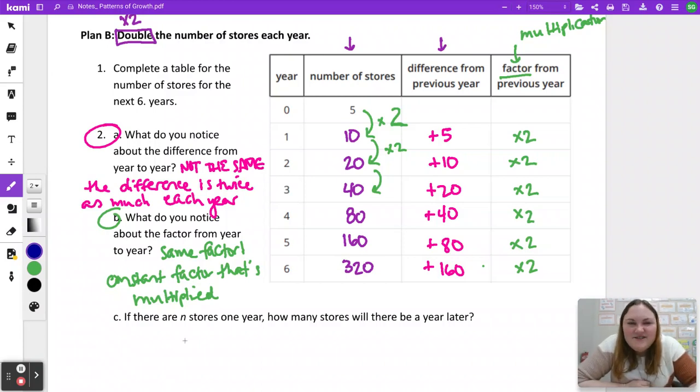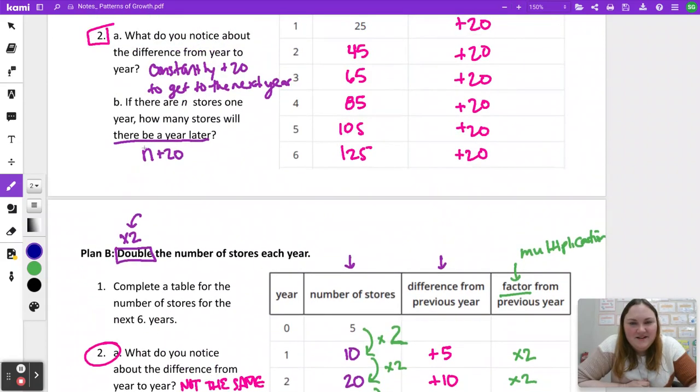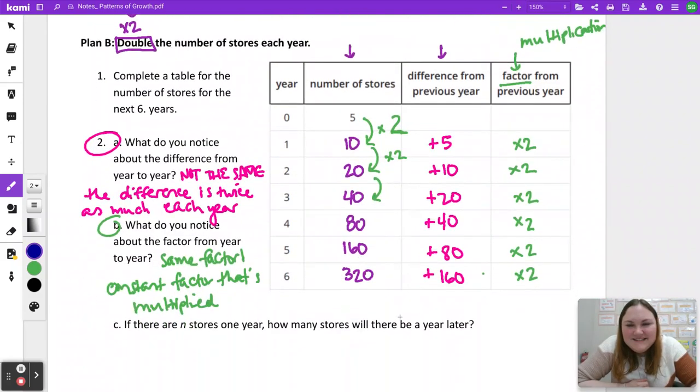If I started to do it like we did up here, remember up here we were using addition to describe how to get to the next store. The problem is I can't say, oh, you just have to add this number, because notice every year the amount we're adding is different. That wasn't the pattern. It wasn't constant. What was constant, though, was this doubling, this multiplying by 2.